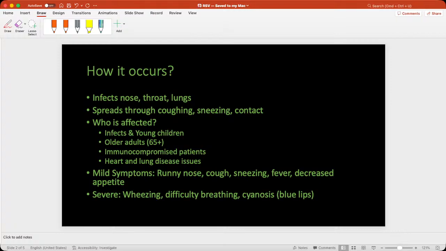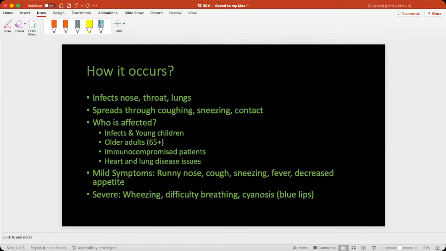So, who is affected? Usually the infants and young children, older adults over 65 years of age, and immunocompromised patients who have a really compromised immune system. They would likely get any kind of viral infection or bacterial infection anyway. Patients who have heart and lung disease could also be susceptible to getting this kind of infection.